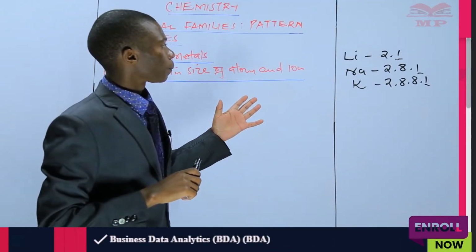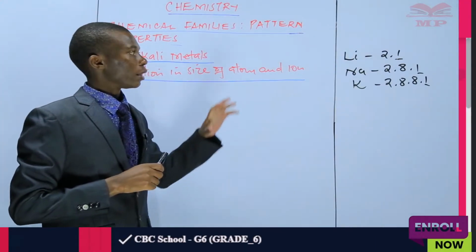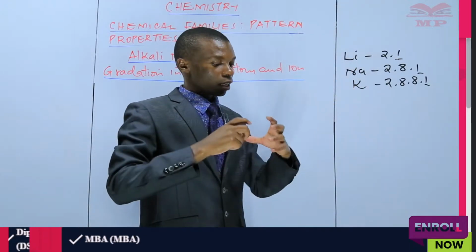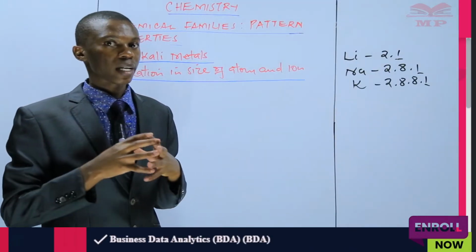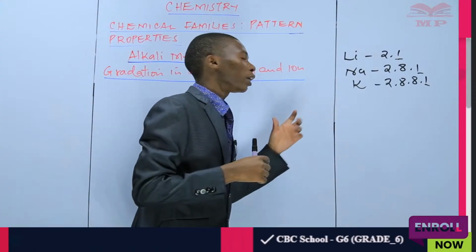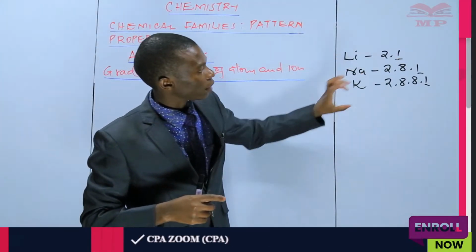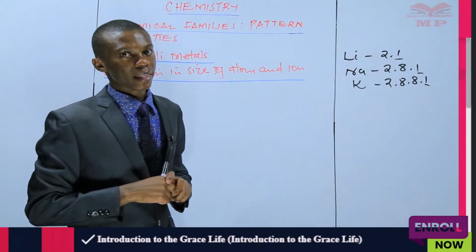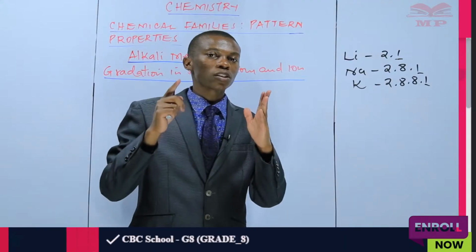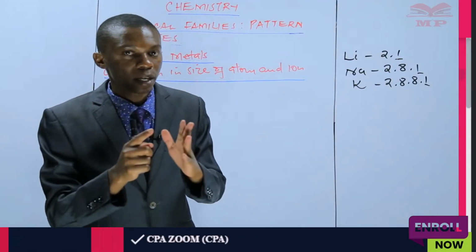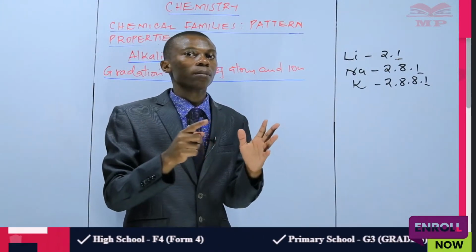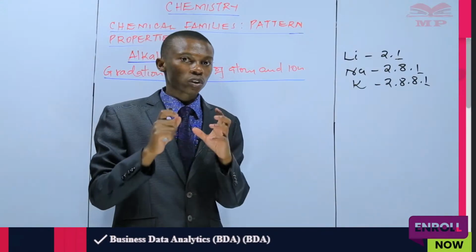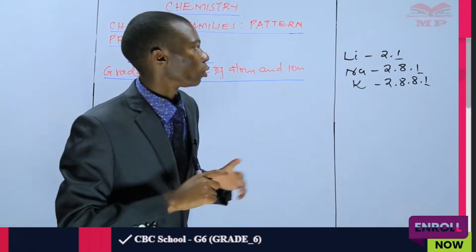If you look at those 3 elements, the sizes are different: lithium is the smallest and potassium is the largest, depending on the number of energy levels which are present. Lithium has 2 energy levels occupied by electrons, sodium has 3 energy levels occupied by electrons, and potassium is the largest with 4 energy levels occupied by electrons. And therefore, the size of potassium is larger than the size of sodium, and the size of sodium is larger than the size of lithium, depending on the number of energy levels occupied by electrons in each atom.